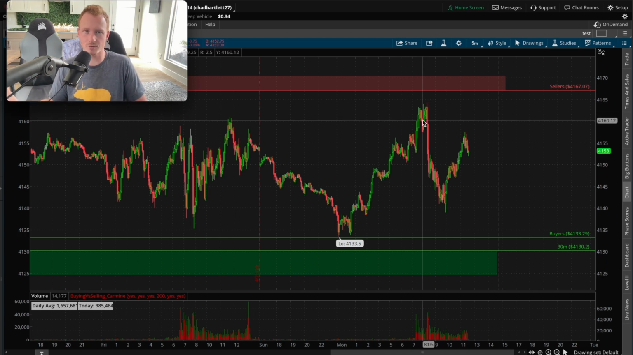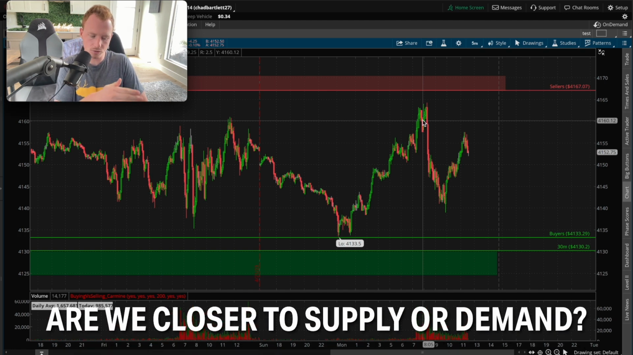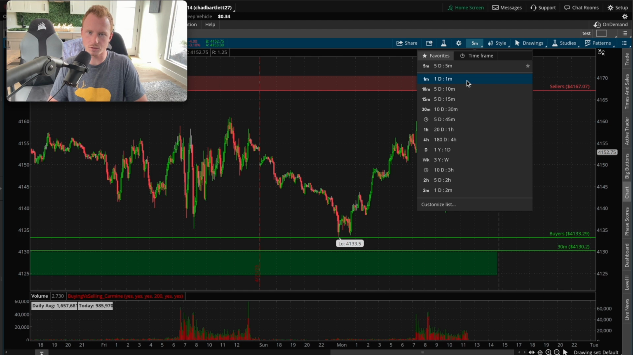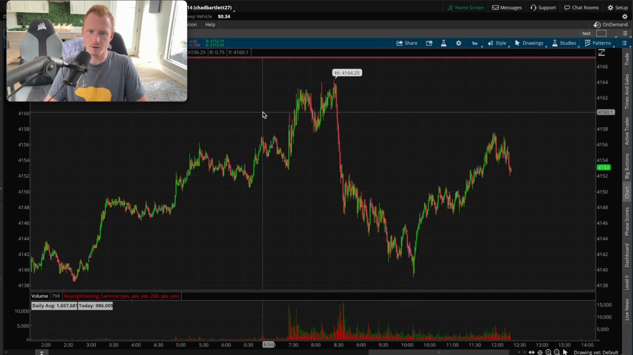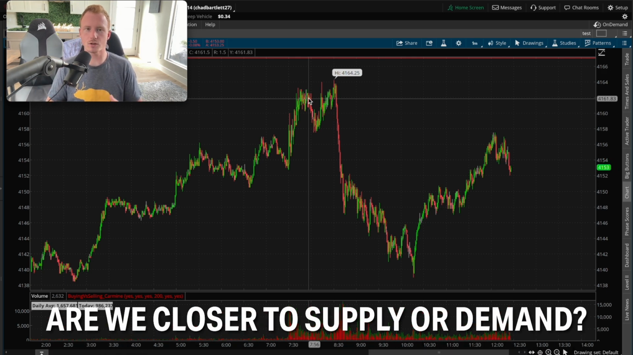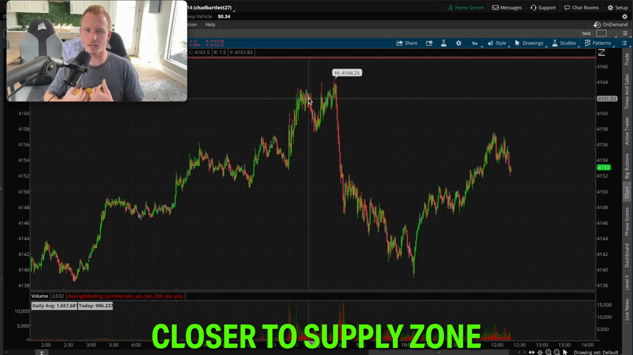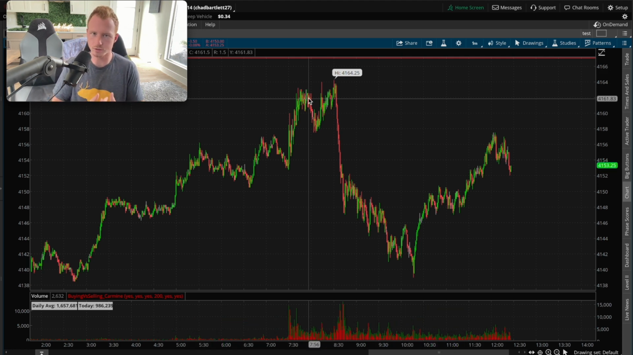The cheat sheet, the system I follow, is I'm always asking myself the first question: are we closer to the supply or the demand area? At this current price, at 41.62, when price was starting to show weakness up here, we had a few sell-offs, bounce up, sell-off. Let me go into the 1 minute chart so you can see this better. It was starting to show weakness up here. So to answer that first question, we were closer to the supply zone. This tells me that I'm only interested in playing short because we're closer to the supply zone.